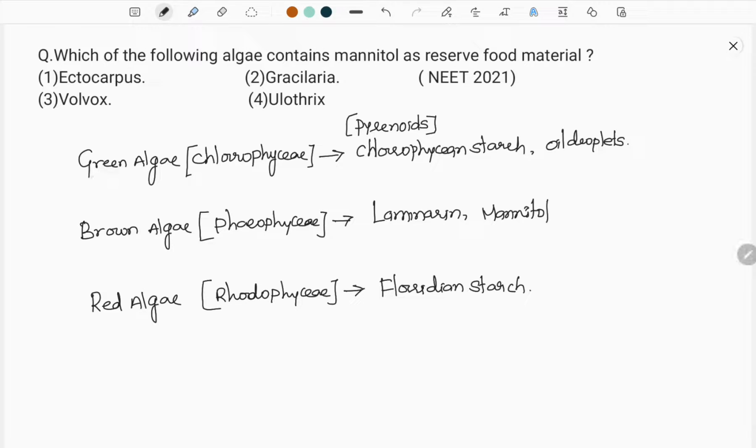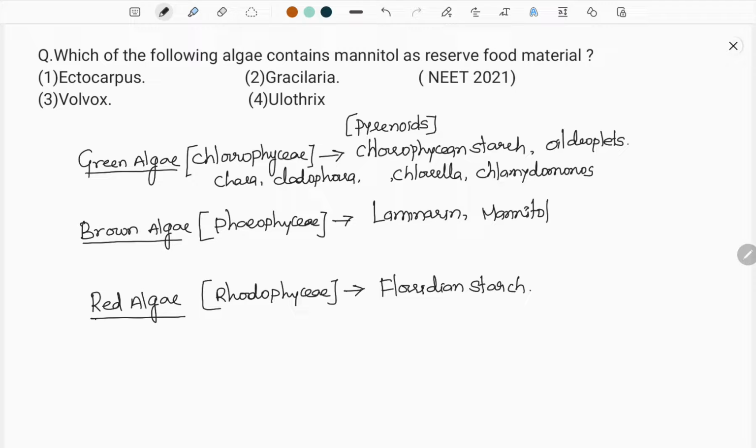Now, let's have the examples for the three types of algae. If you see the green algae, the best examples that we can give are Chlorella and Chlamydomonas. Both are single-celled green algae. We can write many more, like Chara and Cladophora. We know that Chara is a monoecious alga, and T.W. Engelmann conducted the experiment of the rough absorption spectrum of photosynthesis in Cladophora, and another one is Volvox also.